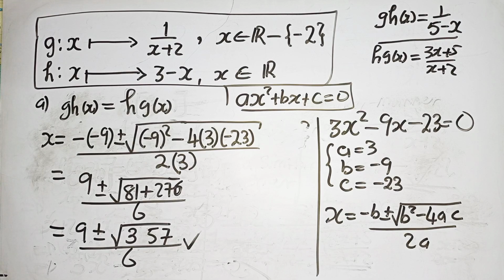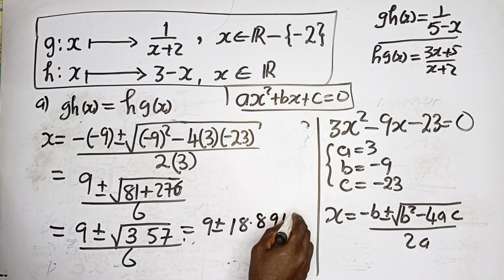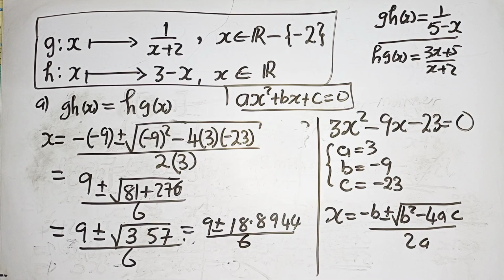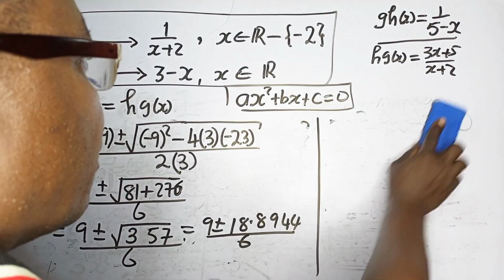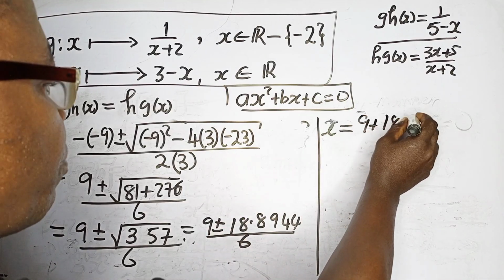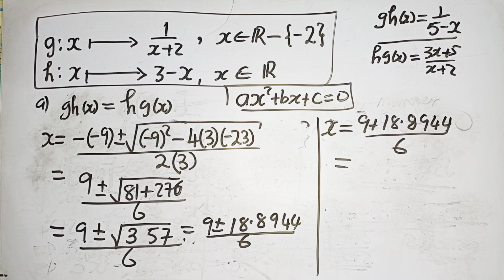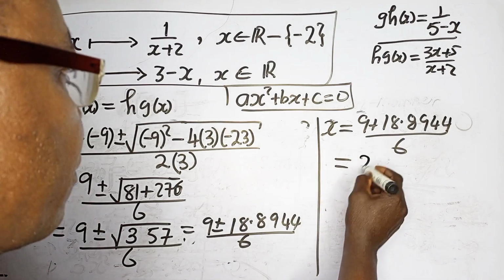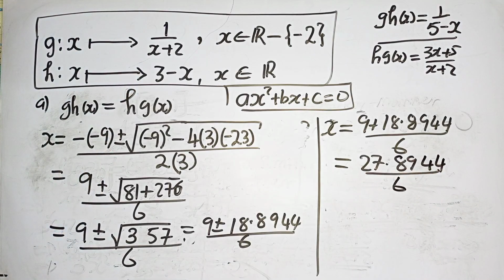So we have the square root of 357. We have 18.8944. All right, this is going to give us 9 plus or minus 18.8944 all over 6. Now, for the first value, we'll take the positive: 9 plus 18.8944, we have 27.8944 all over 6.